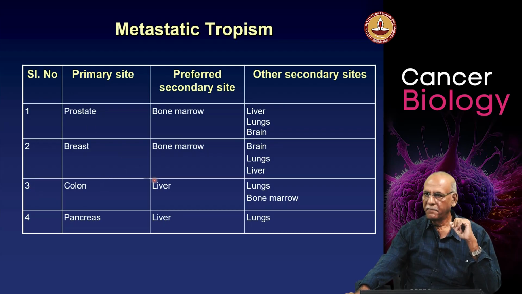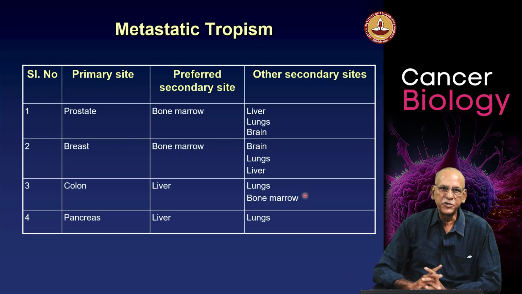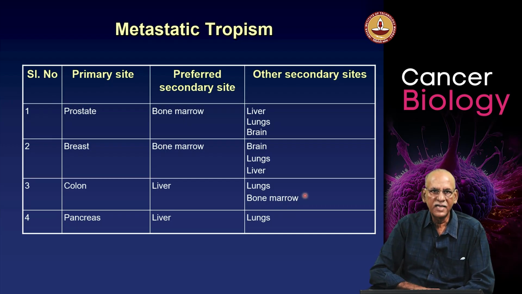Breast cancer, again it can spread to bone marrow as well as brain, lungs, liver and so on. The primary site is breast. Colon cancer spreads to liver or lungs, bone marrow. I have given the preferred site in the second column and the other sites in the third column, so that it is easier for you to remember. Pancreas to liver and then to lungs. So, these are the important cancers, and this phenomenon of spreading to specific tissues is called metastatic tropism.